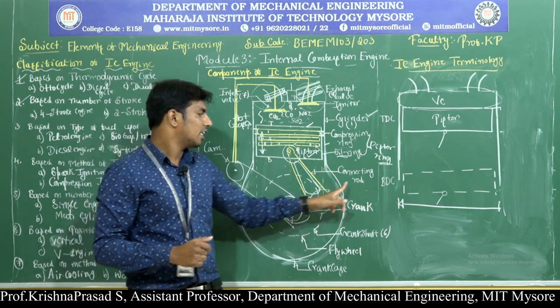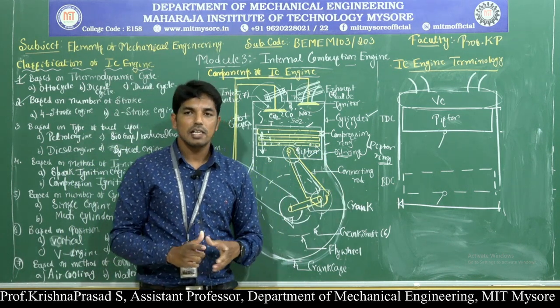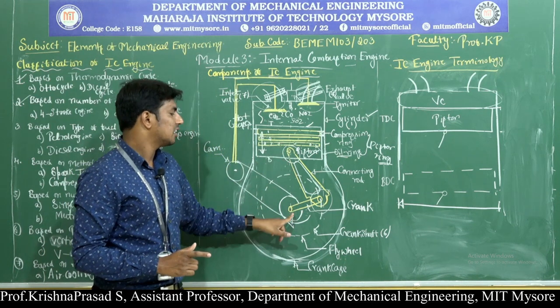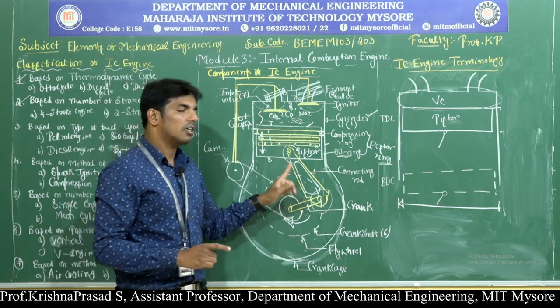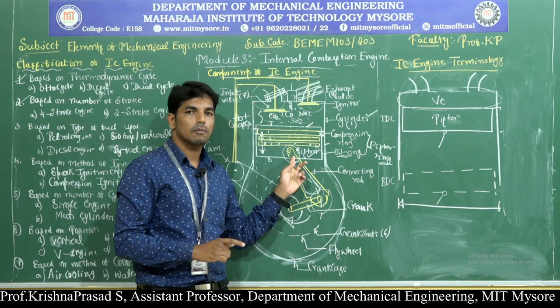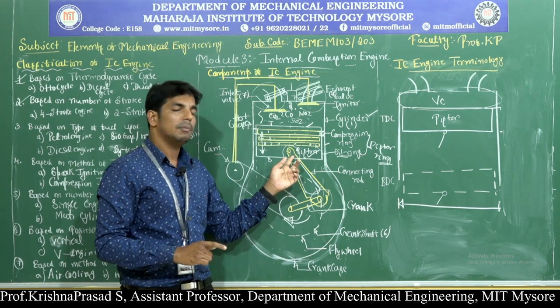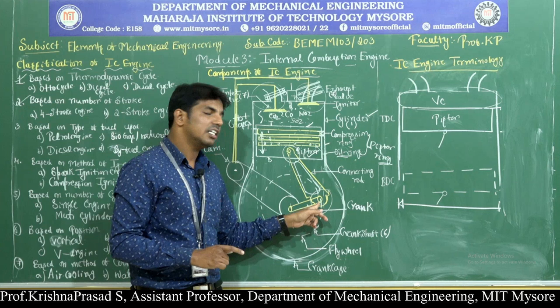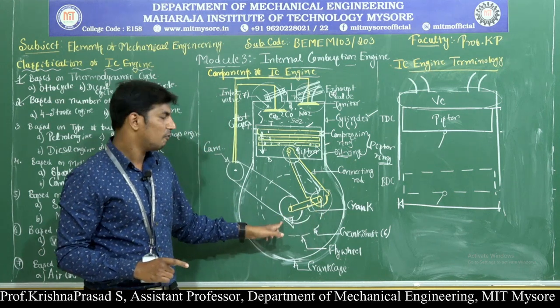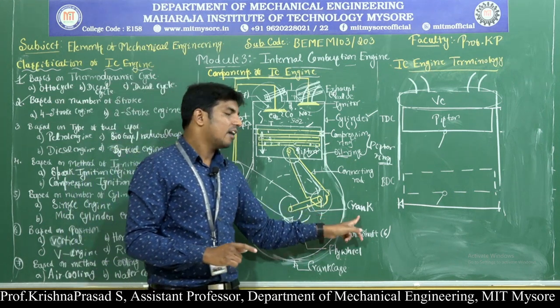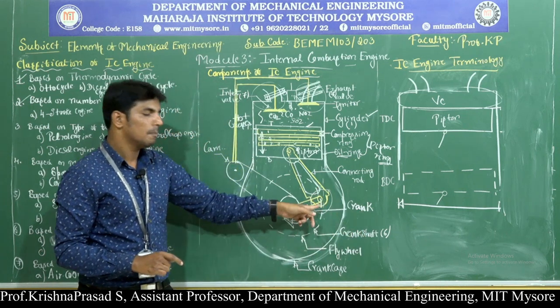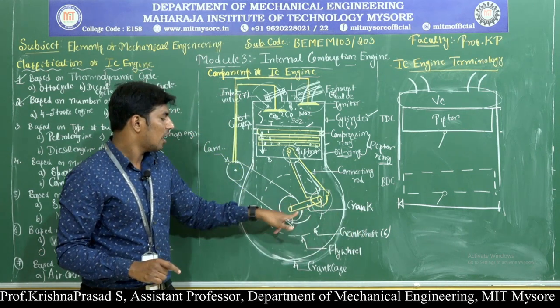Next, fourth one, connecting rod. The connecting rod forms a link between piston as well as the crankshaft, and the connecting rod contains two ends. The one called smaller end is connected to the piston through piston pin, and the larger end of the connecting rod is connected to the crankshaft through crank. Fifth one, a crank, it forms a link between connecting rod and the crankshaft.